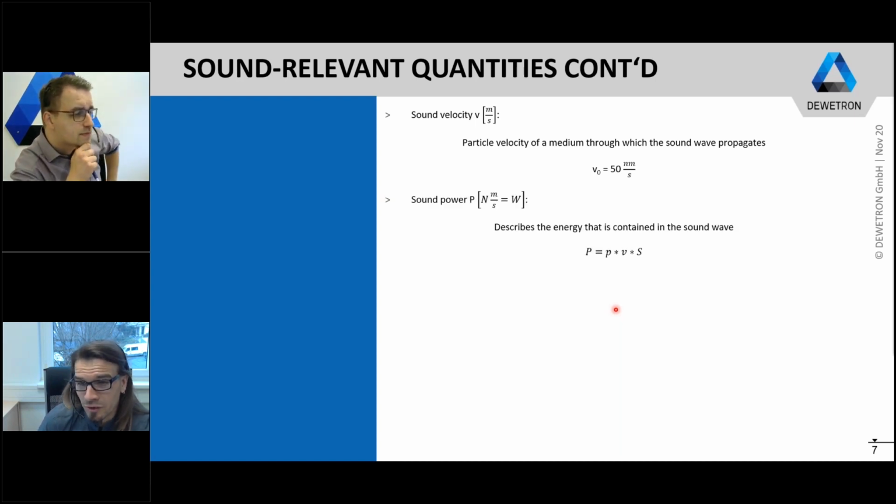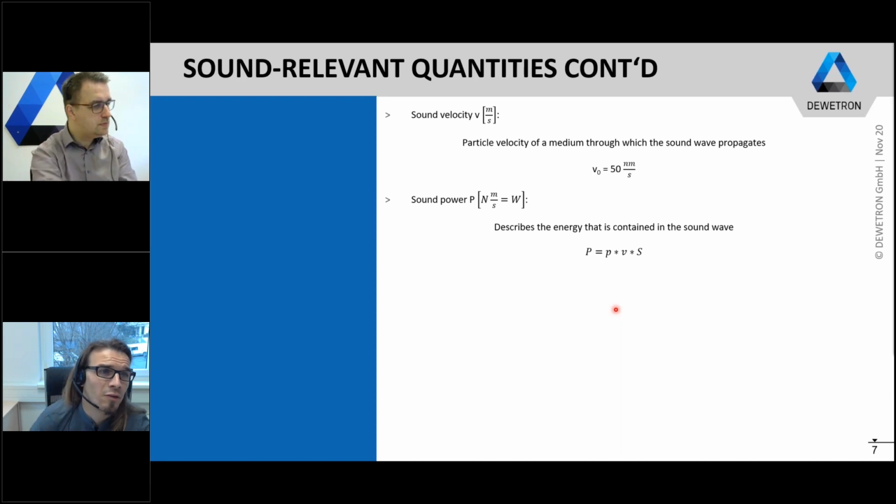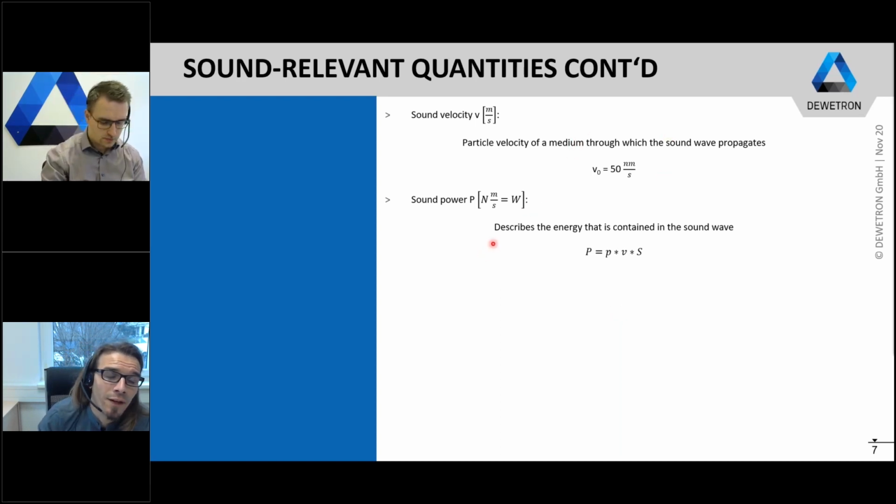And additionally, when we combine sound pressure, sound velocity, and also introduce a reference surface, we talk about the sound power. As we are talking really about the physical quantity power, the engineering unit here is again watt. And the sound power describes the energy that is contained in a sound wave. And it is mathematically determined by the following equations. You use the sound pressure and multiply it with the sound velocity, and multiply it also with the surface through which the sound wave is propagating.